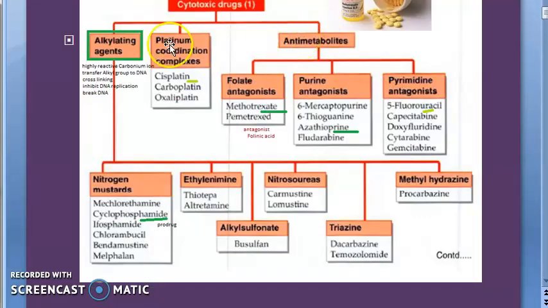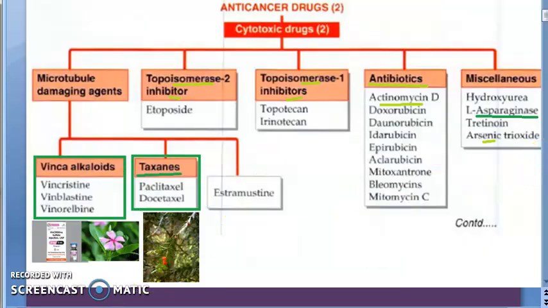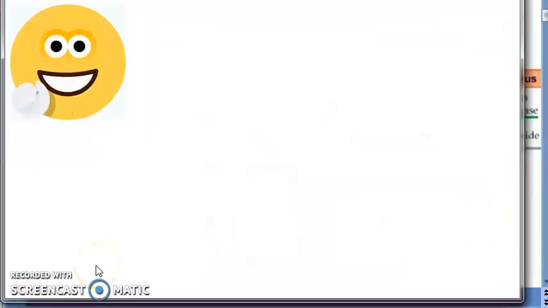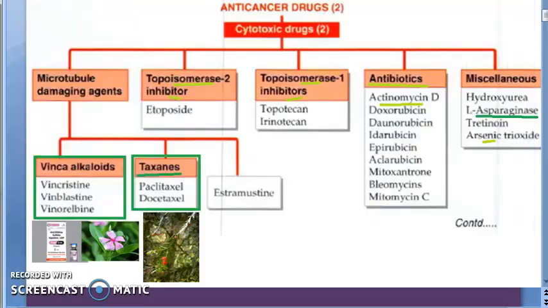Alkylating agents, cyclophosphamide, cisplatin, we saw methotrexate, we saw, then we have to know this azathioprine. Okay, that also we have to know. Then in the second chart, we have seen vinca alkaloids and taxanes and also L-asparaginase, correct? L-asparaginase, right? So this much we have seen so far.